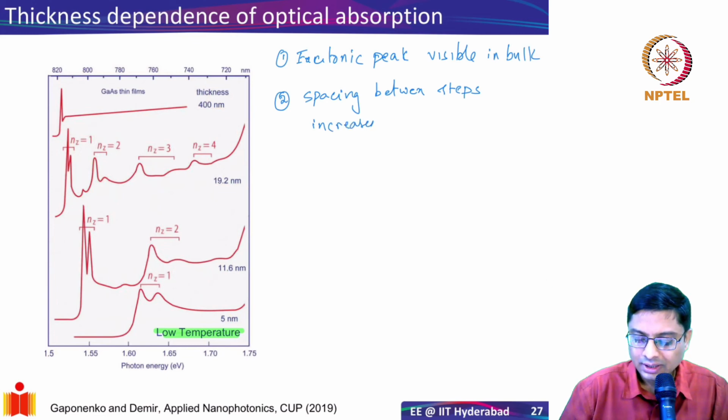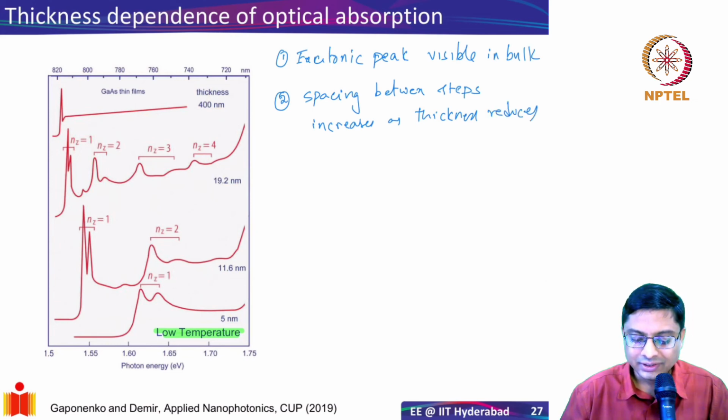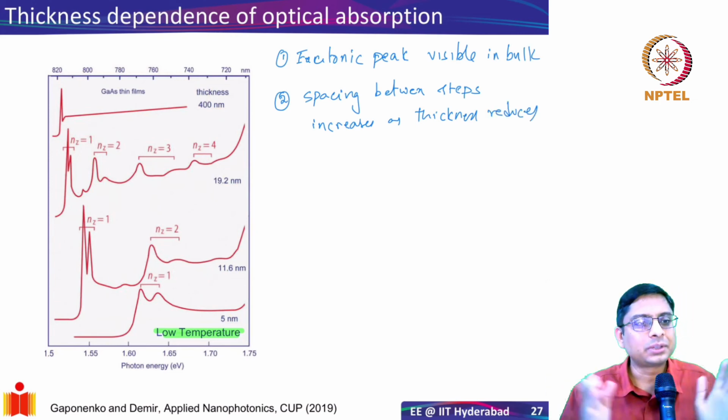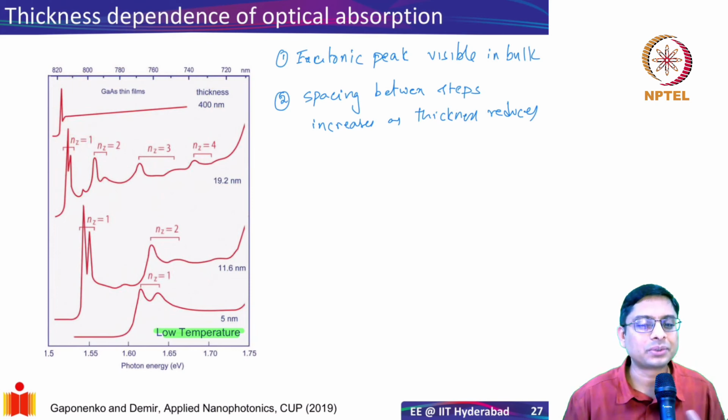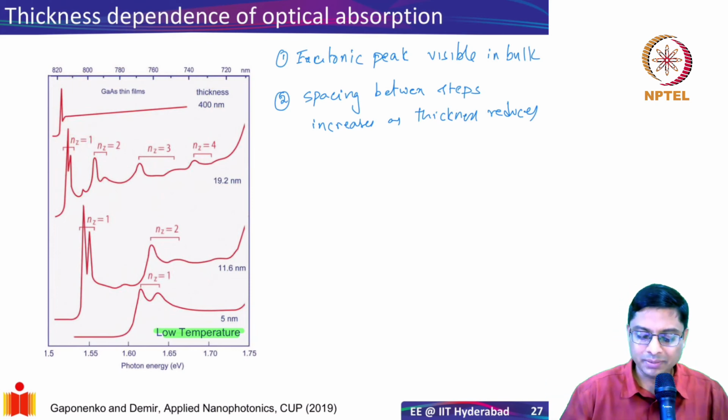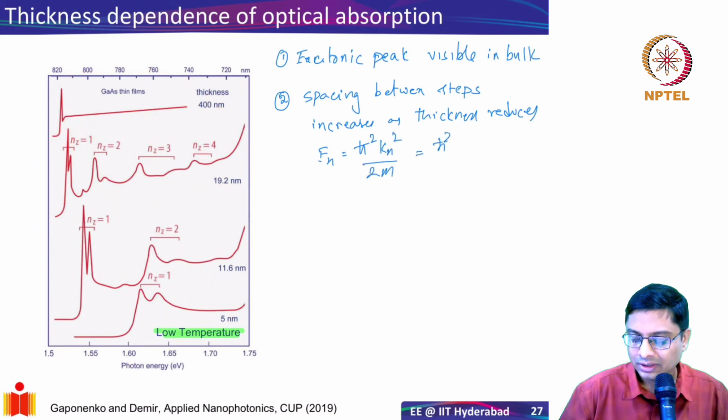Increases as thickness reduces. Why do you think that is? The reason is you're confining it more, the confinement energy increases, so the gaps, the spacing between the levels, increase. Remember, this is something that you should now memorize. En is simply going to be ħ² kn² divided by 2m. So that is going to be ħ² n² π² divided by 2ma².